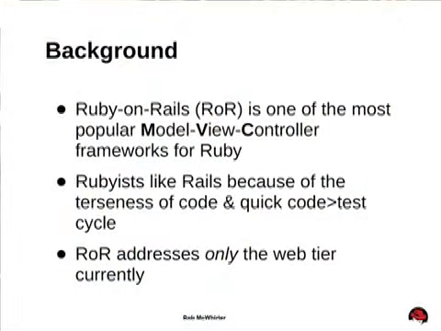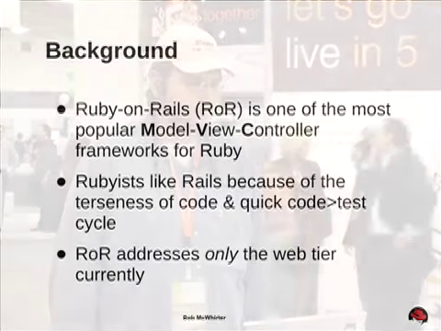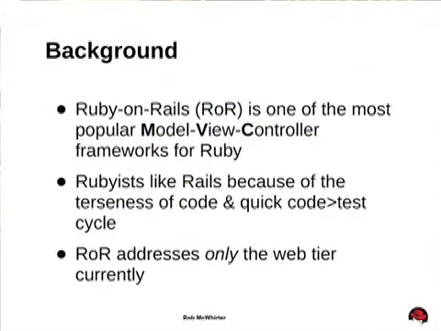Ruby on Rails, for those of y'all who have not done it before, it's a model view controller framework, one of the more popular ones for Ruby. It satisfies the whole web tier as far as defining your models and having templates for your views and controllers to actually do work. One of the reasons Rubyists really like Ruby on Rails is because of the terseness of code and how quickly you can develop code and see it running live and get back to development, and you just keep going back and forth without having to redeploy your application or restart your server very much.